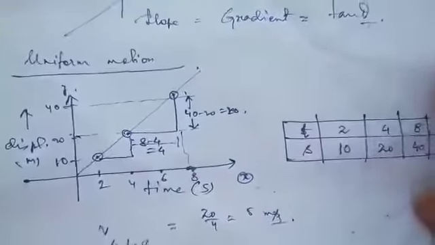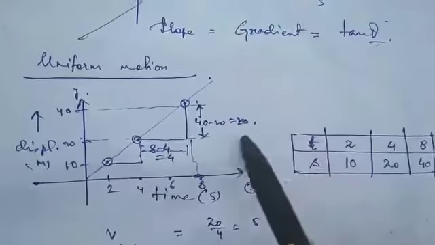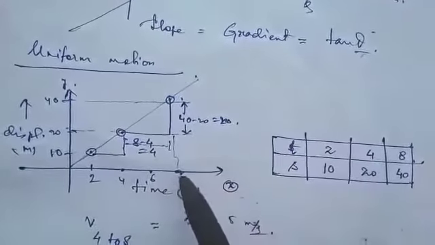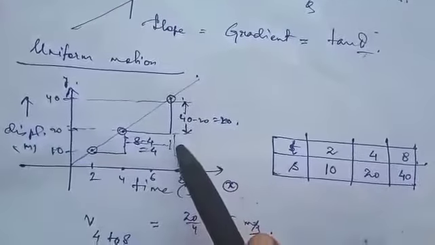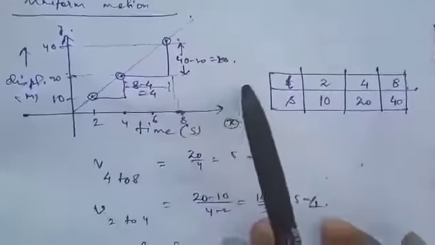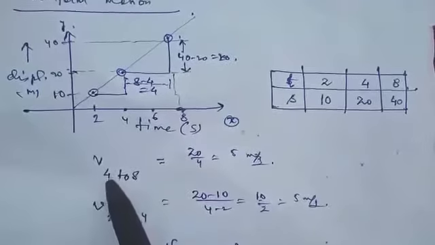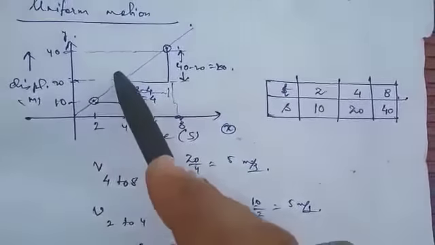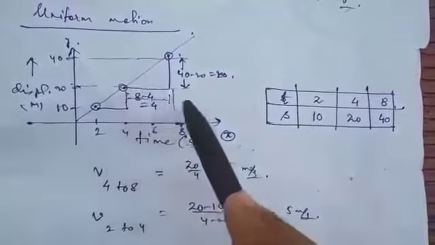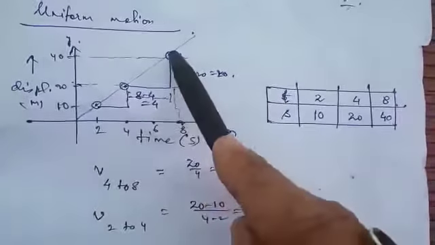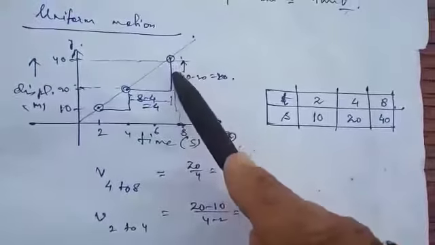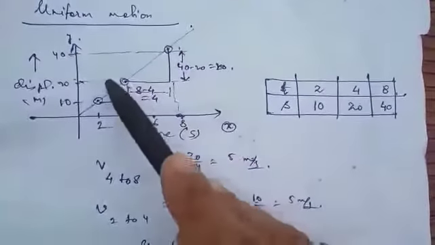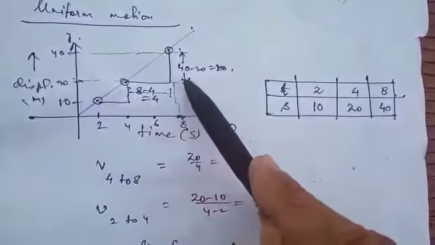Now we have to calculate the slope from here. To calculate slope, we can draw any straight line along the x-axis and any straight line along the y-axis according to our convenience. For example, if you are asked to compute the velocity from 4 second to 8 second. So this is 4 second, this is 8 second. Now draw a straight line parallel to the y-axis, that means displacement axis, and a straight line parallel to the x-axis, that means time axis.